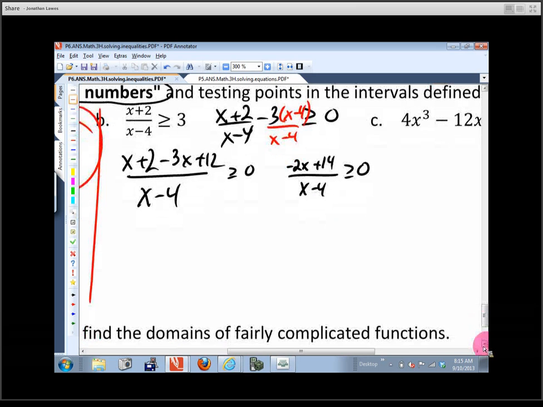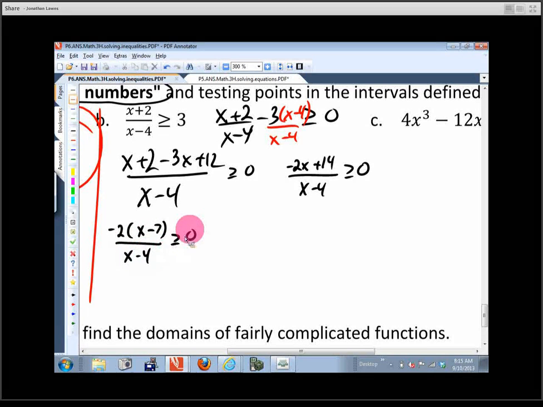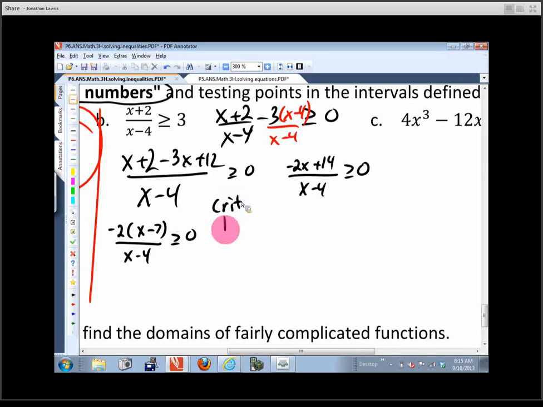Okay. I'm going to factor this. So this is a negative 2, and I've got an x minus 7, right? And in the denominator, it's just x minus 4 greater than or equal to 0. Okay, so what are my critical numbers? It's any number that makes the numerator or the denominator equal to 0. And it's already factored. Lynn? Okay, 4 from the denominator, 7 from the numerator.